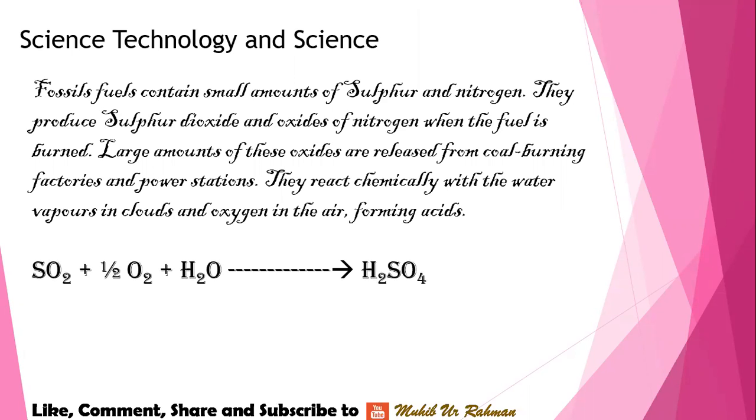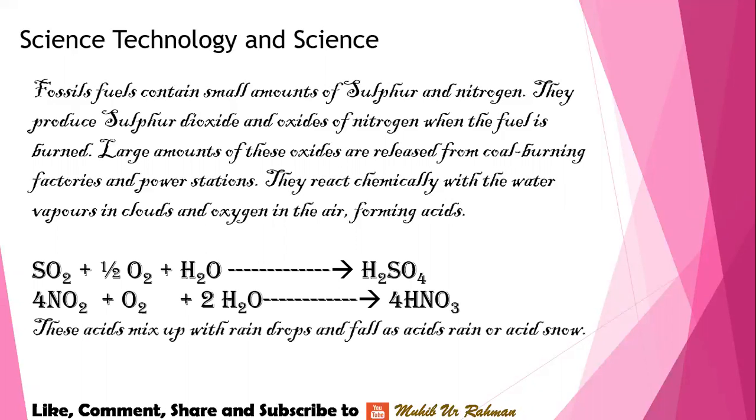Like sulfur dioxide emitting from fossil fuels, from cars, from vehicles that burn fossil fuels. Similarly, nitrogen dioxide emitting from factories and vehicles that burn fossil fuels. When the sulfur dioxide and nitrogen dioxide react with oxygen and water vapors in the rain, in the clouds, or in the moisture of the atmosphere, they form sulfuric acid and nitric acid. These acids mix with raindrops and fall as acid rain or acid snow.